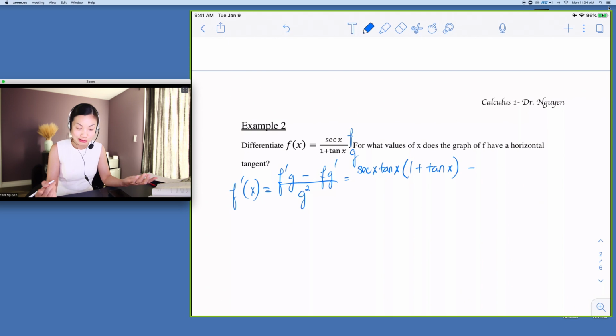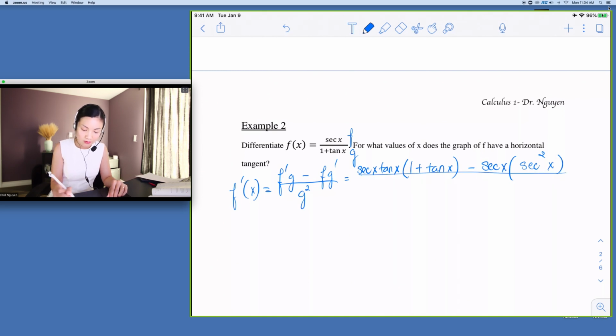I do not have any trick to memorize these functions. You just have to do it. So secant of x, and then the derivative of 1 plus tangent. The tangent derivative is secant squared. Everything over 1 plus tangent of x squared.